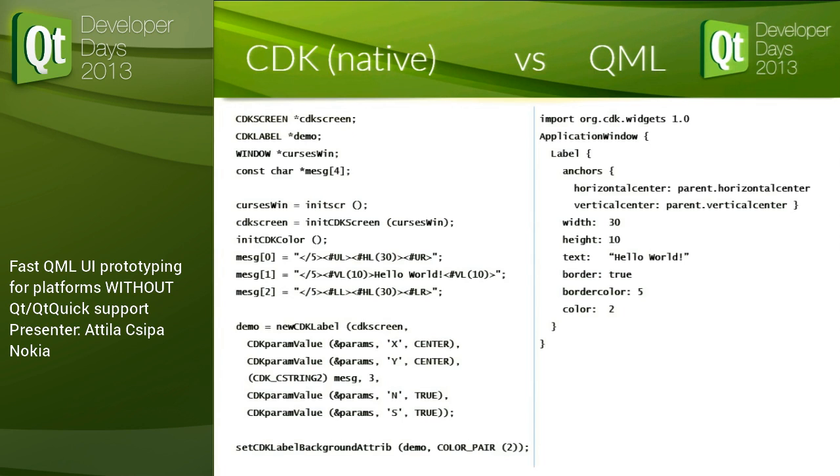But from a UI prototyping perspective, the problem is with this part. This is actually just printing a simple label which says hello world. As you can see, it positions it in the middle. It has a certain width and height in characters. It has text, it has a border which has certain colors and all that. We have the exact same thing happening here. However, in the middle of the code, you say that there's this message 0, 1, and 2, the lines. It has its own little language, how it constructs that box.